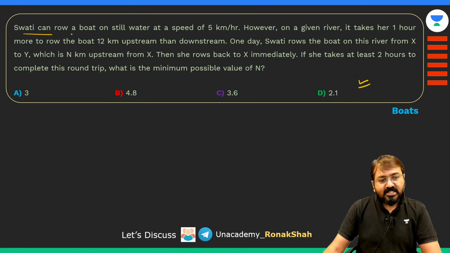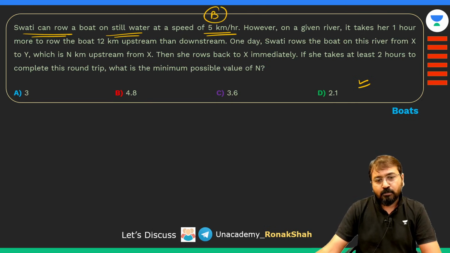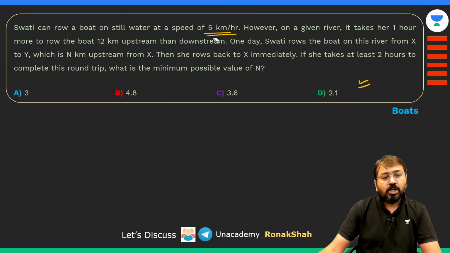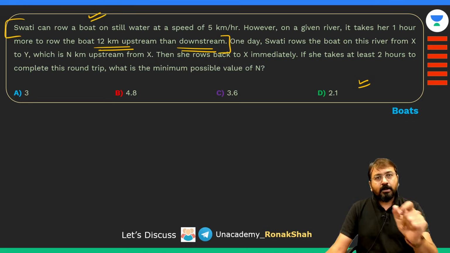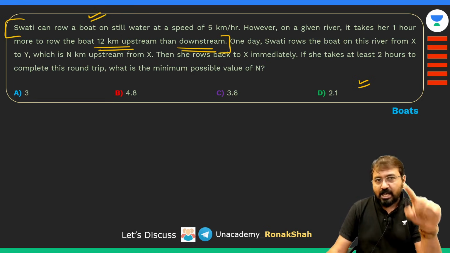So this question says that Swati can row a boat on still water at a speed of 5 km per hour. So we know the speed of Swati's boat. This is the speed of boat. However, on a given river, it takes 1 hour more to row the boat 12 km upstream than downstream. Guys, now this is a concept. You should be able to quickly figure out the speed of stream. Are you able to do it?